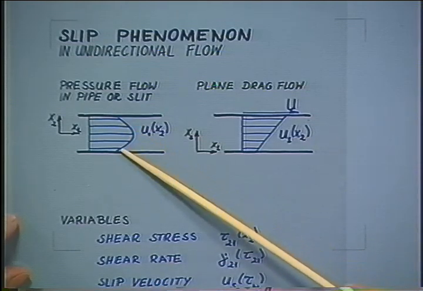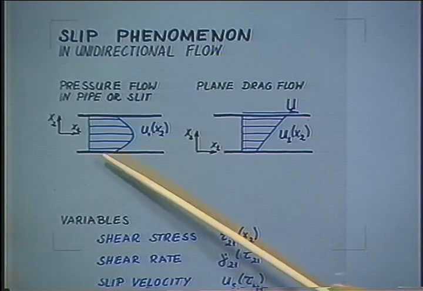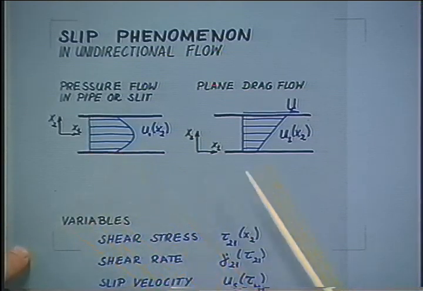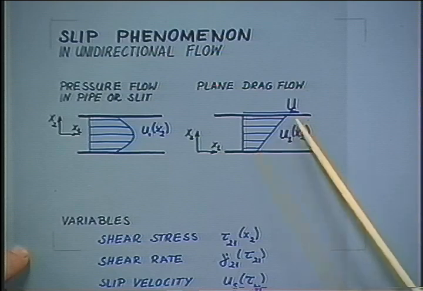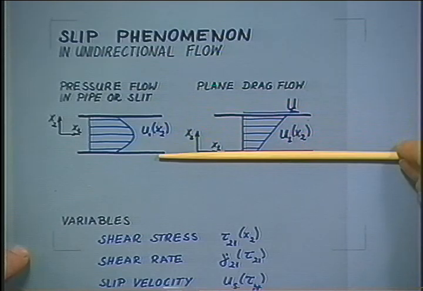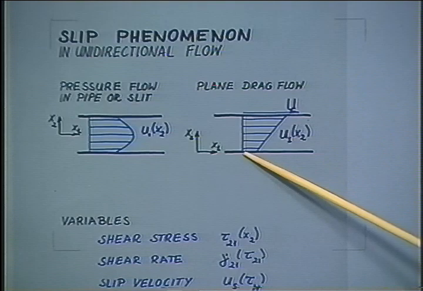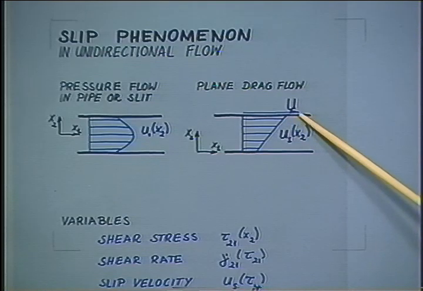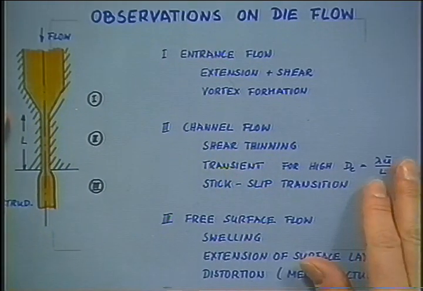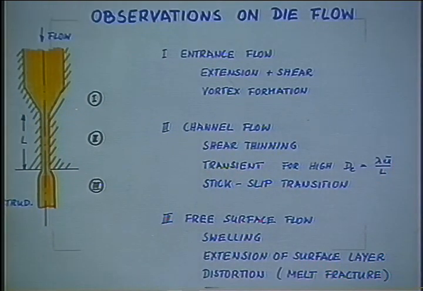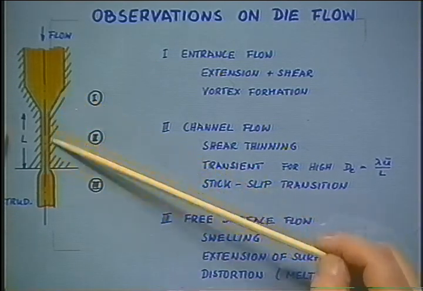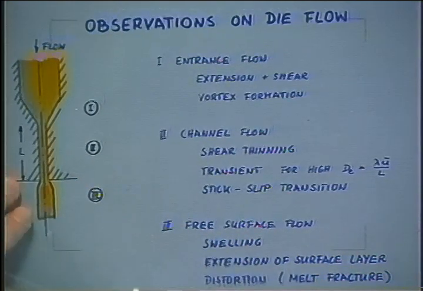Now, in a pressure flow, we have stationary surfaces and push the liquid through this, or in a drag flow, where two surfaces, a quiescent surface and a moving surface, are in relative motion. There, the slip occurs, of course, on both surfaces. And that has tremendous implications. Let's go back to capillary flow, which we studied last time, a typical flow in polymer processing, where a polymer is pushed through a die, and along this wall, there might be some slipping.